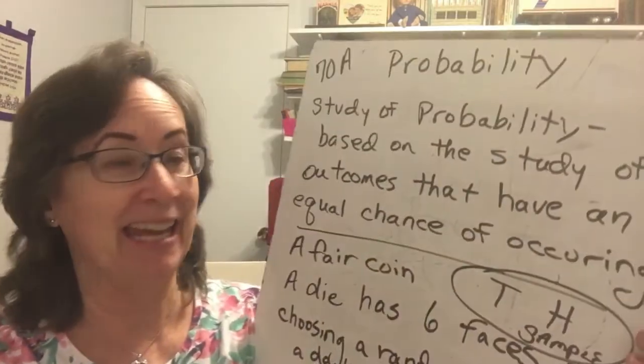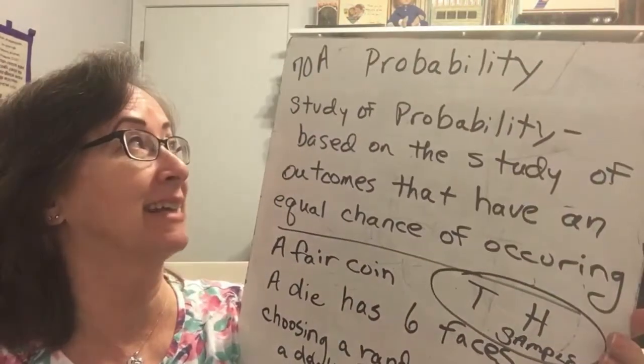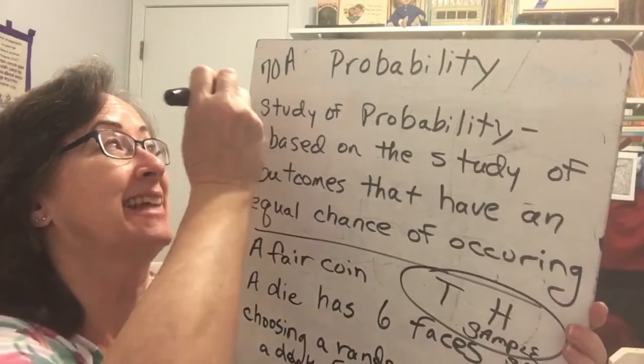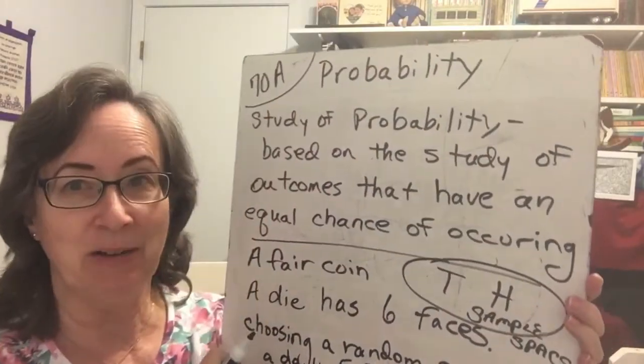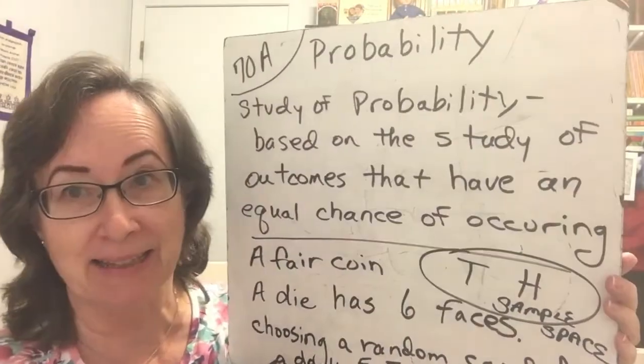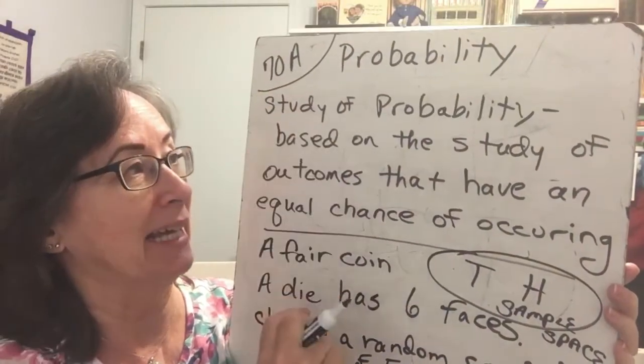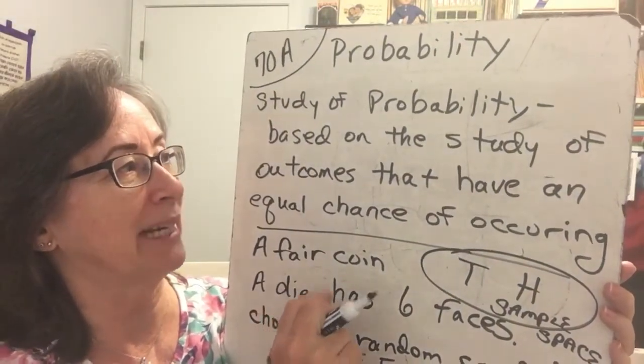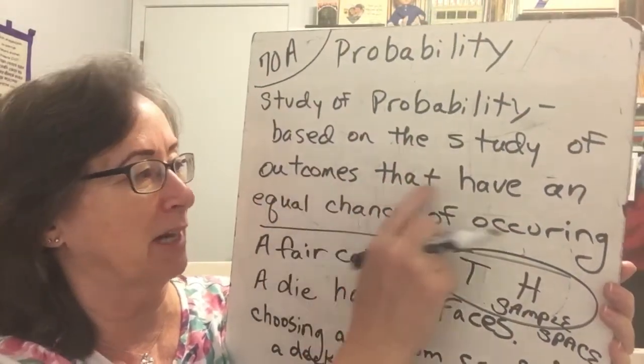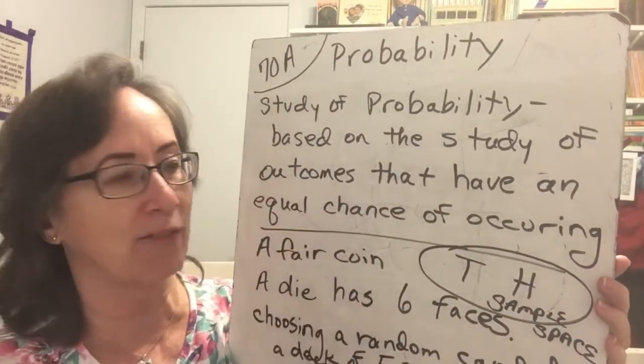And today we're doing, in our Saxon Orange book, lesson 70A, which is all about probability. And probability, the study of probability, is based on the study of outcomes that have an equal chance of occurring.